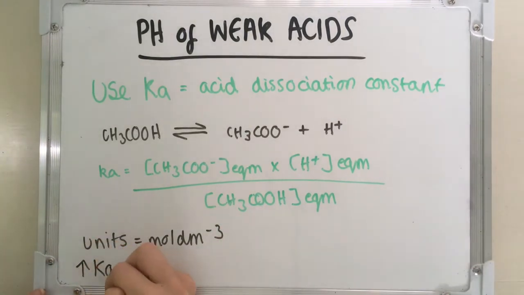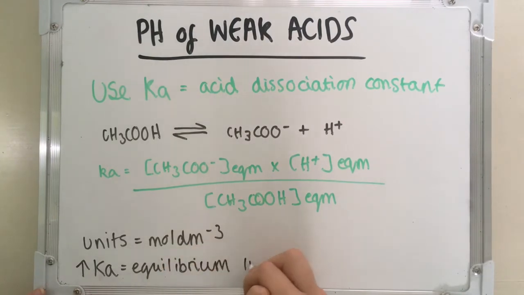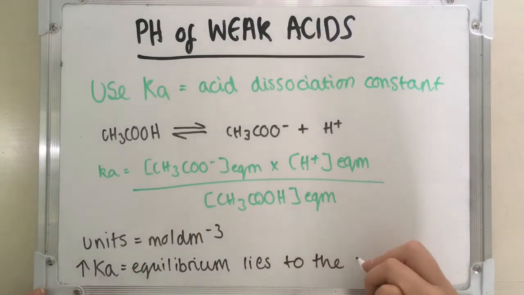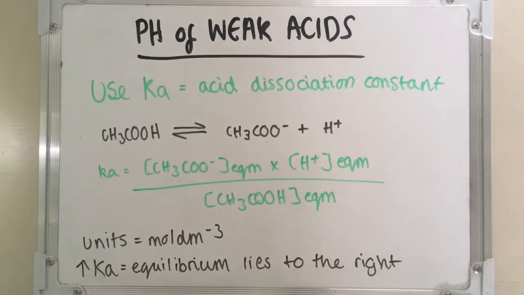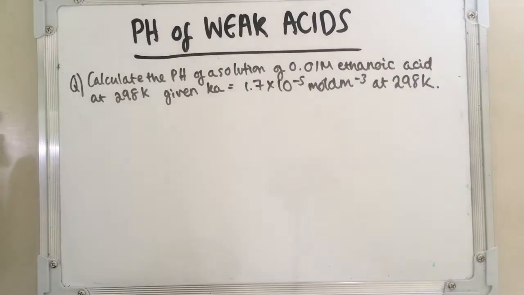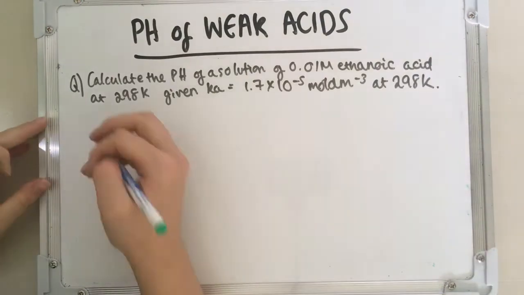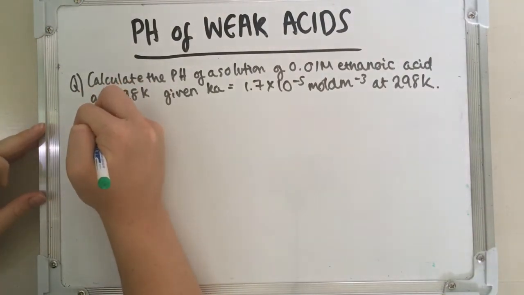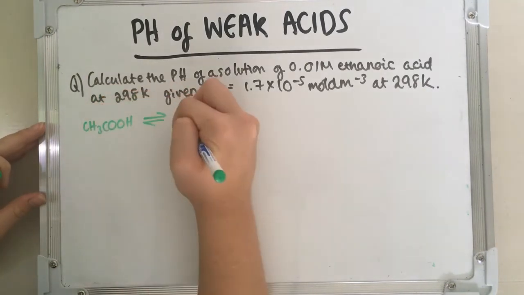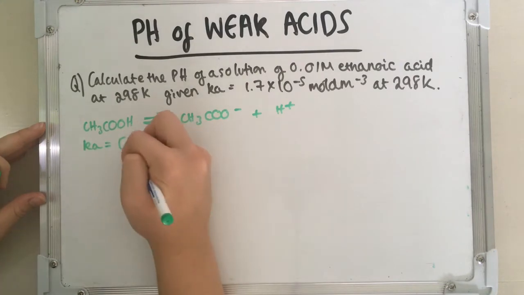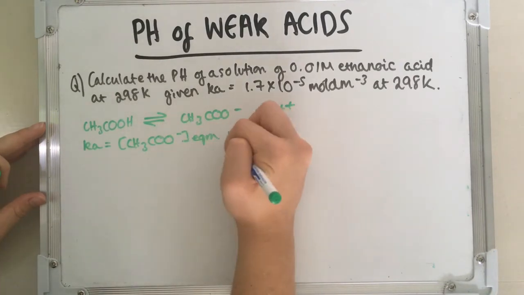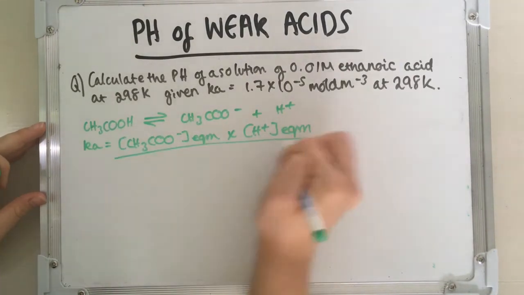A high Ka value indicates that the equilibrium for the acid dissociation equation lies to the right, whereas a low Ka value will indicate that the equilibrium lies to the left. Let's have a go at this example question. I like to start by writing out the equation of the dissociation of the acid that we are working with, in this case ethanoic acid. Then I use this to write out the Ka equation.